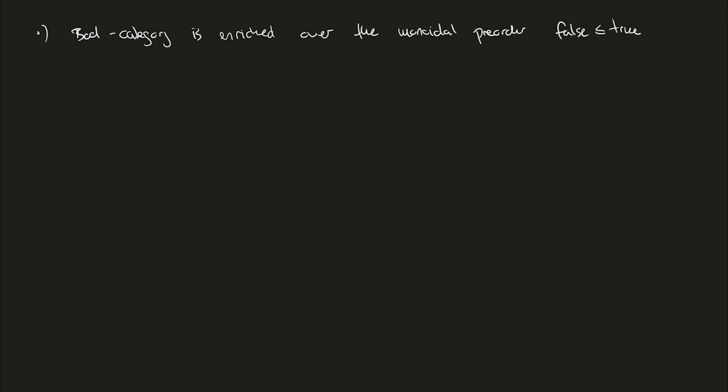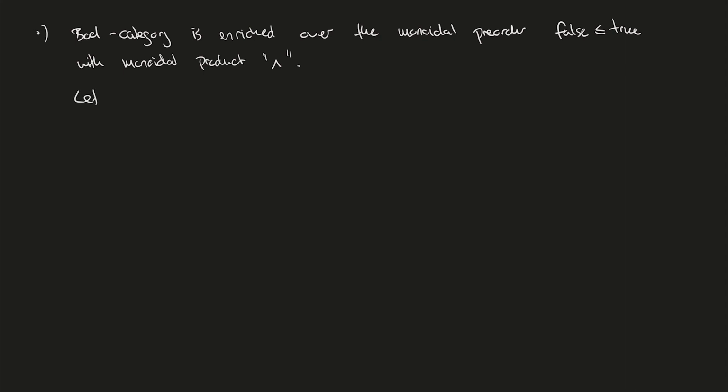To conclude, we'll consider the examples of Bool categories and cost categories. First, recall that a Bool category is enriched over the monoidal preorder false less than or equal to true, with monoidal product the logical operator and, and monoidal unit true.